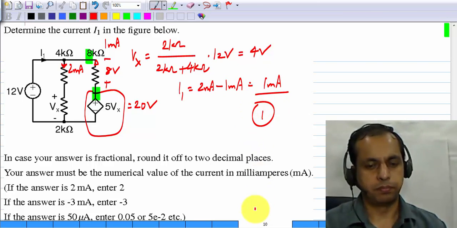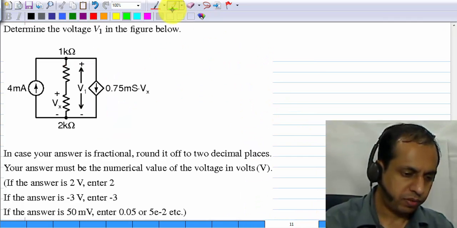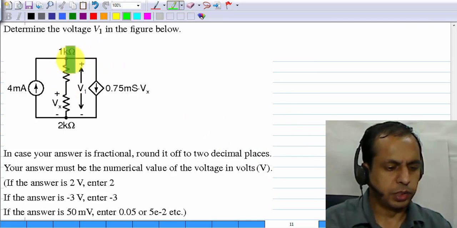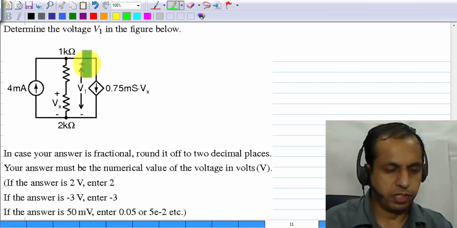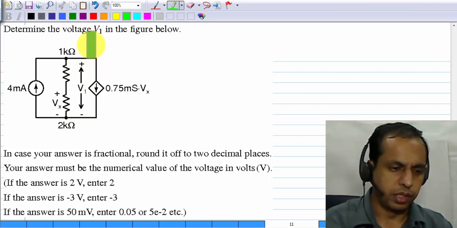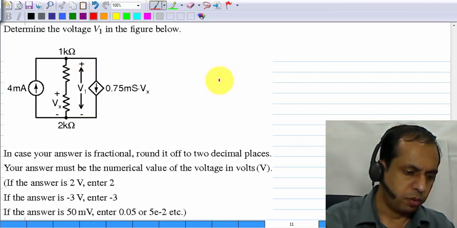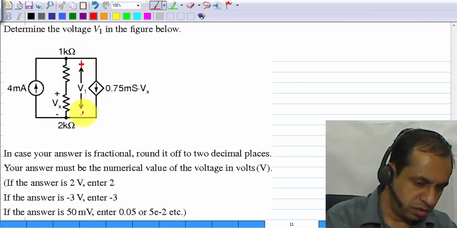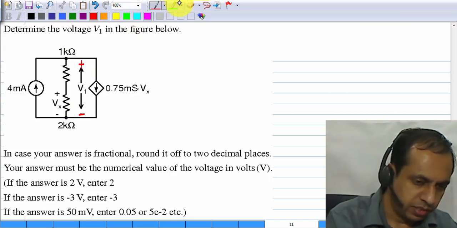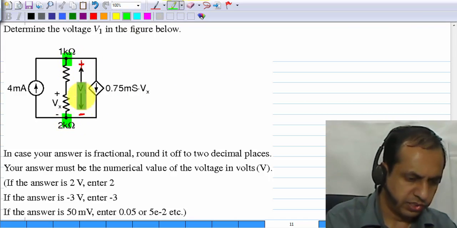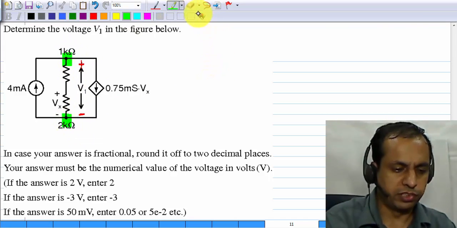In this case we have another combination of control sources, and we are required to find this voltage. Now this voltage is V1, that is across this 3 kilo ohm resistor.